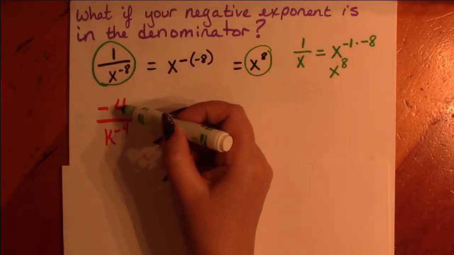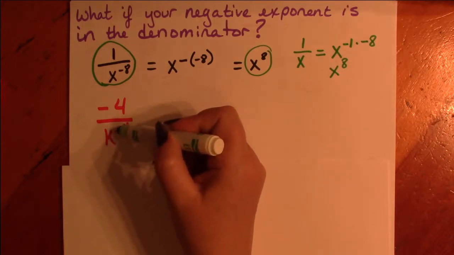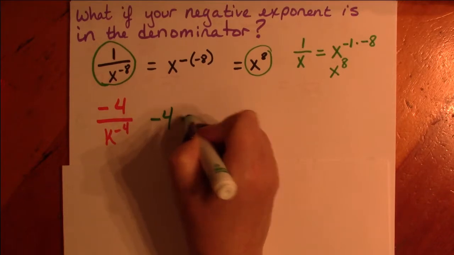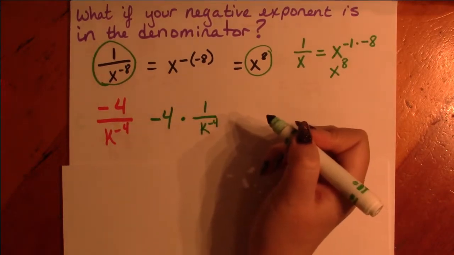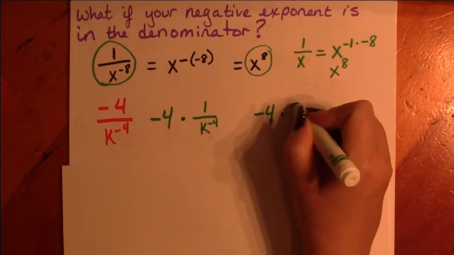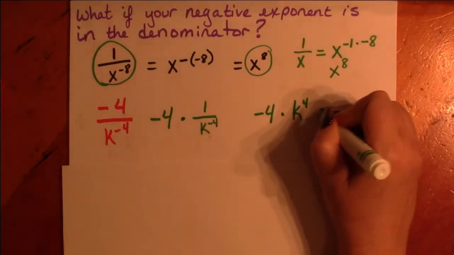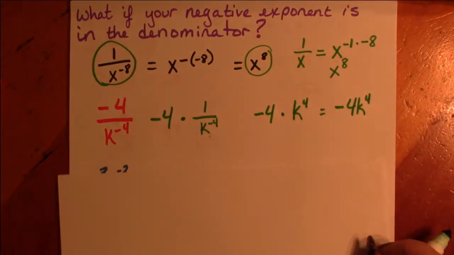This one doesn't have a 1 on top. Negative 4 divided by k to the negative 4. Now this is the same as negative 4 times 1 over k to the negative 4. Now I can flip this and I can say negative 4 times k to the 4th, which is negative 4k to the 4th. Let's try another one.